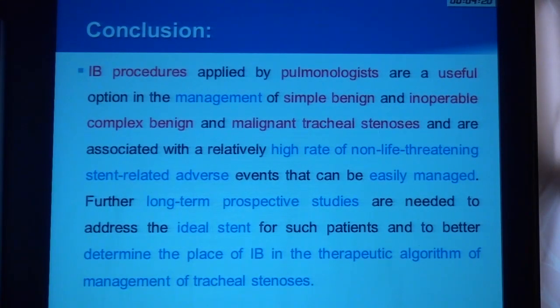Conclusion: interventional bronchoscopy procedures applied by pulmonologists are a useful option for management of simple benign and inoperable complex benign and malignant tracheal stenosis, and are associated with a relatively high rate of non-life-threatening stent-related adverse events that can be easily managed.